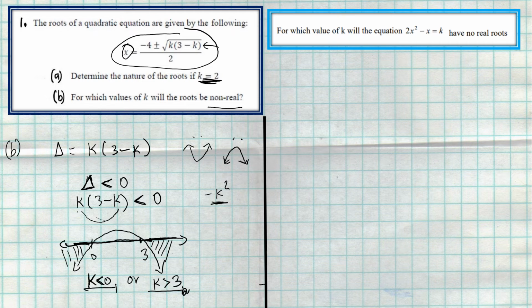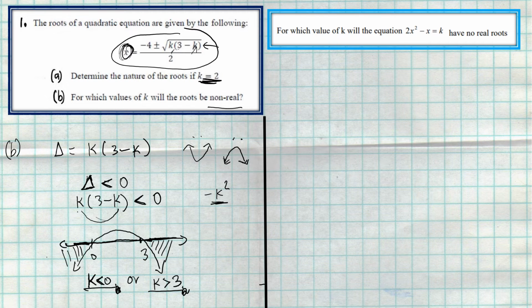So when k is less than 0 or k is greater than 3, the roots are going to be non-real. It means that if you substitute any value of k that is less than 0 or greater than 3, you are going to get a negative square root there. And you know that a negative square root is undefined. It's an error or imaginary. So that is what we mean when we say your roots are going to be non-real or undefined. Okay, so that's basically how you do it.